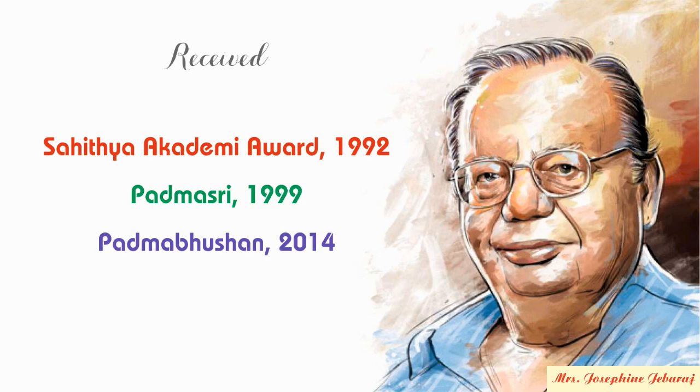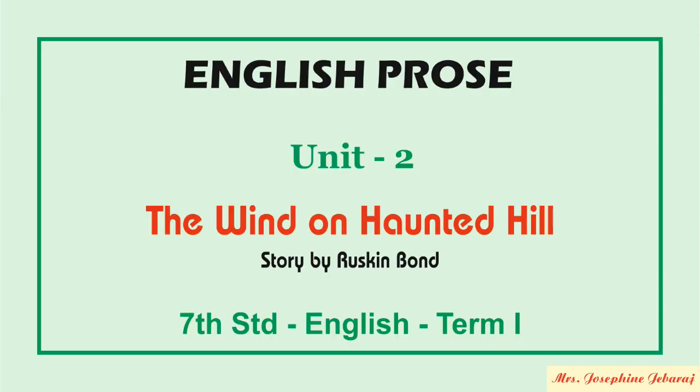Bond lives in Landour, Mussoorie with his adopted family. The Room on the Roof, The Blue Umbrella, The Night Train at Deoli, Delhi Is Not Far, Rusty the Boy from the Hills, Roads to Mussoorie are some of his best works. He wrote about nature and ordinary people and their daily lives. One such story is a prose lesson, The Wind on Haunted Hill.